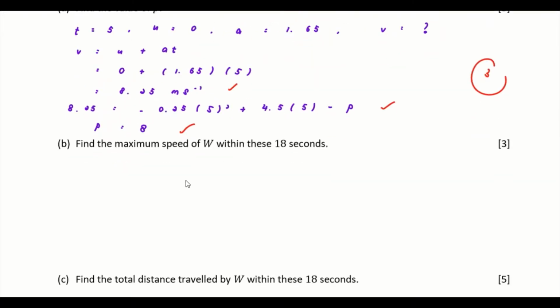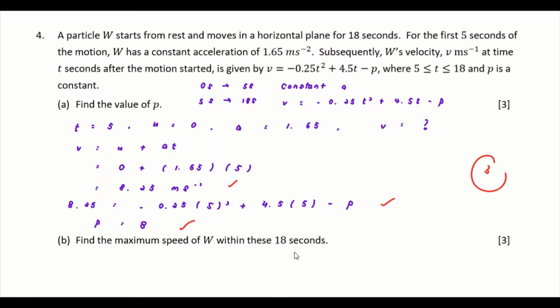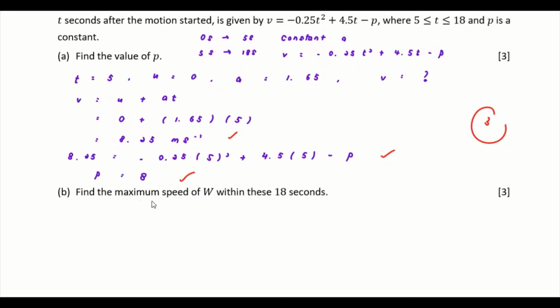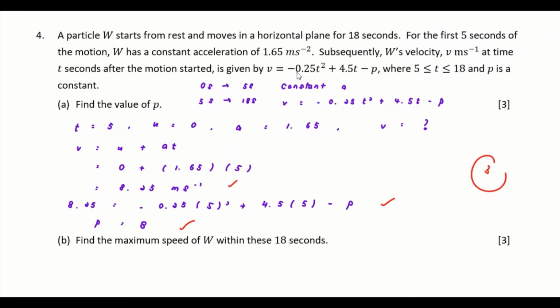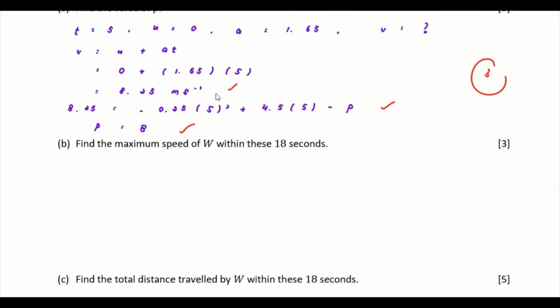Find the maximum speed of W within this 18 seconds. Okay, so I actually am not sure why your answer is wrong. If you can remember, when we talk about maximum speed, which we talk about maximum velocity as well, that's the positive number here, because what happened for this one is that it's going to be a curve that moves like this. So when you try to find the maximum speed here, it is basically equal to dv/dt equals 0.